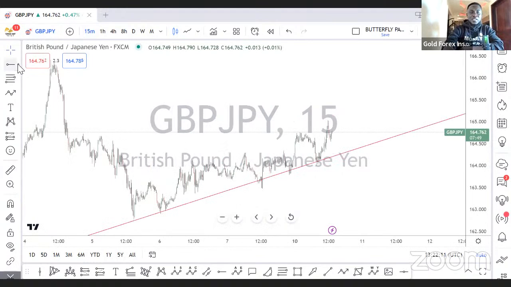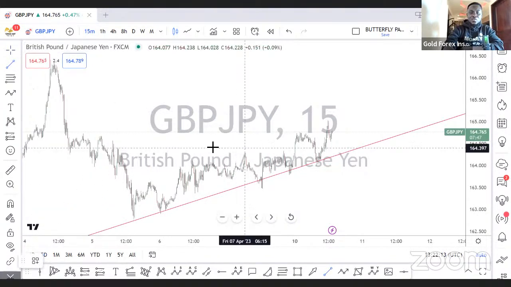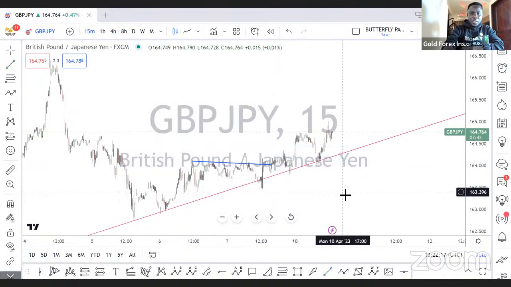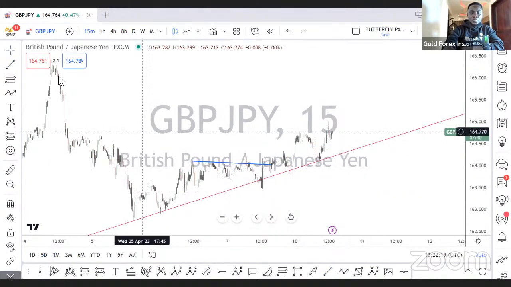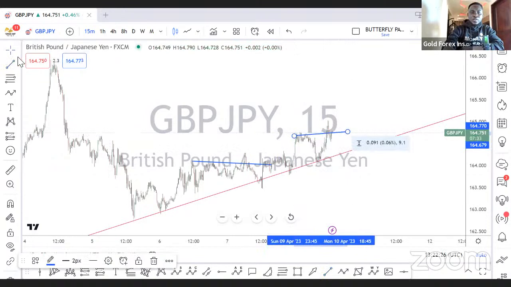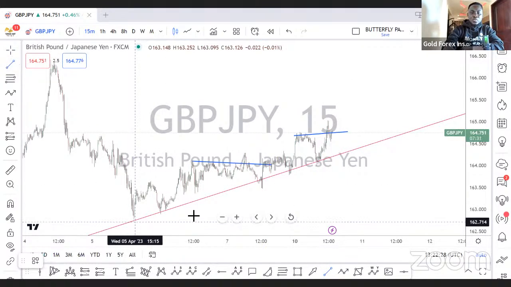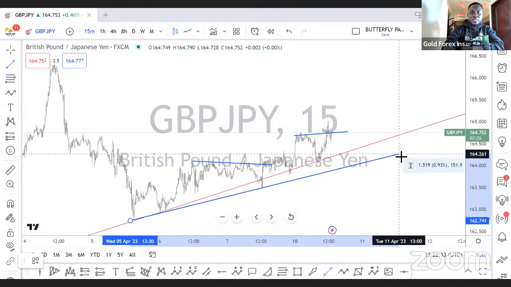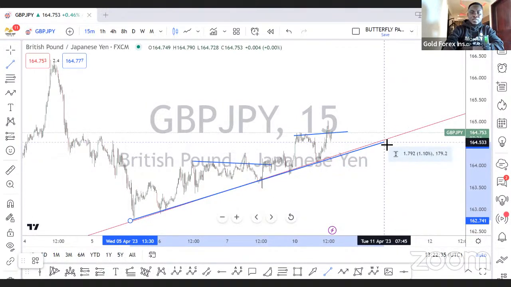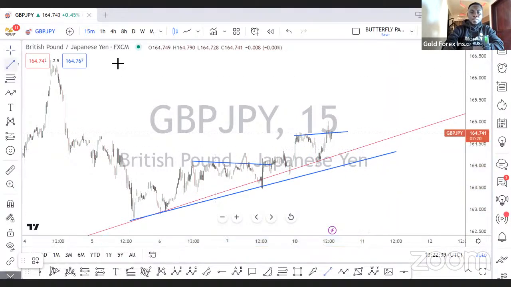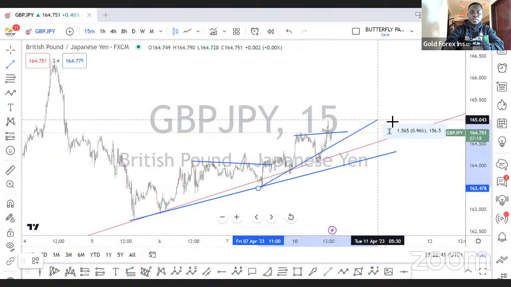Now it's printing higher highs and higher lows. That one alone should tell you that it's an up move. It's printing higher highs and higher lows. Okay, so you can draw your trend line like this. Then you draw a trend line like this.